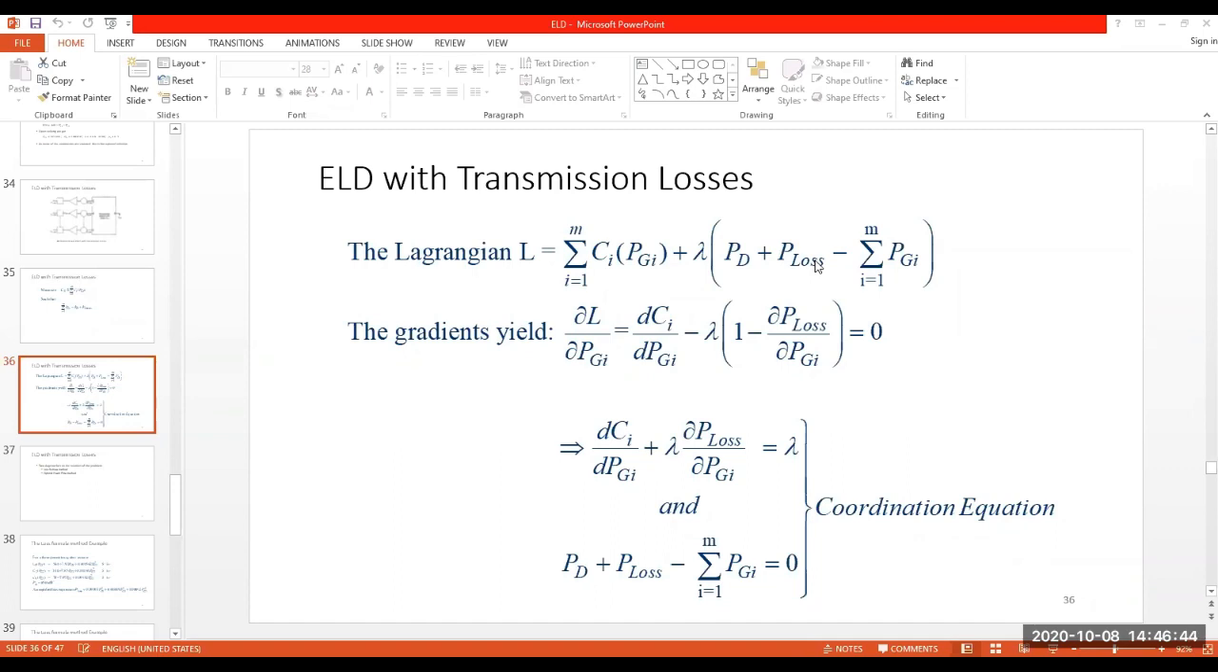In general, what is P loss dependent upon? For any electrical network, you are trying to represent P loss by some mathematical equation. How do you represent it? Real power loss. Anyone?